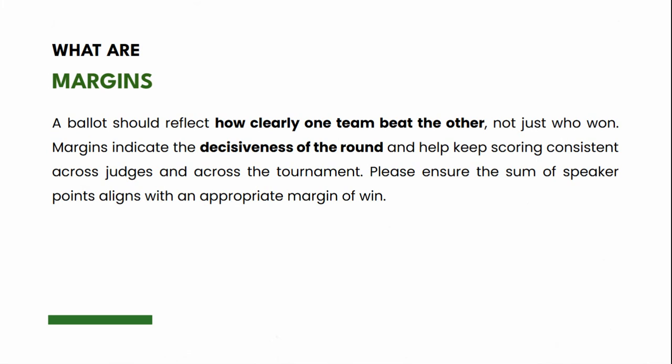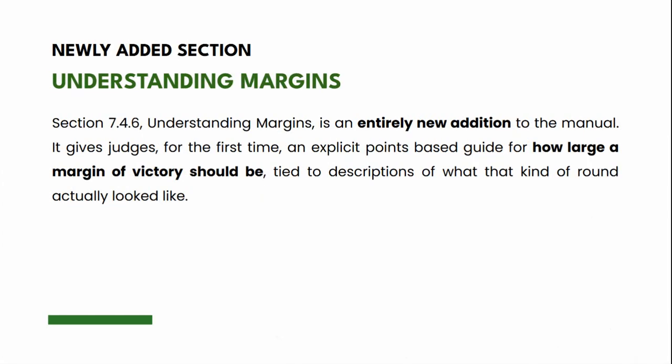The way to understand the margin is that the ballot that you submit should always reflect how clearly one team beat the other. And therefore, it should indicate essentially to what extent it was easy for you to decide the round, how clear, for example, the win was, and so on and so forth.